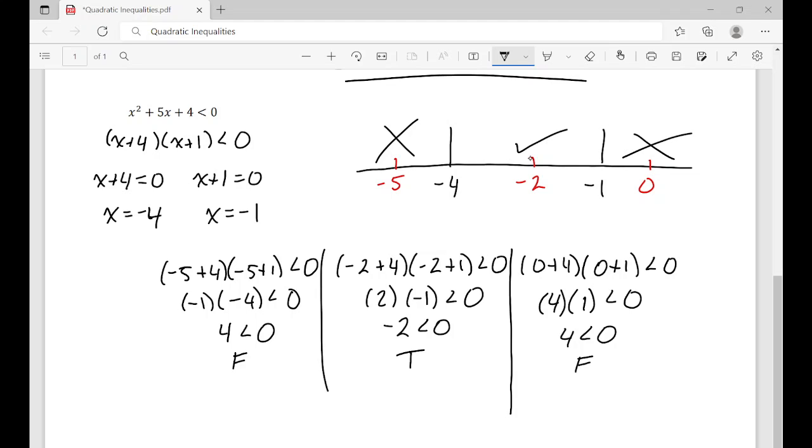So this time I only have one true area between negative 4 and negative 1. So put it over here. So from negative 4 to negative 1, and we had less than, but not equal to. So we're going to use parentheses here around our numbers for our answer. And here is the solution to this quadratic inequality.